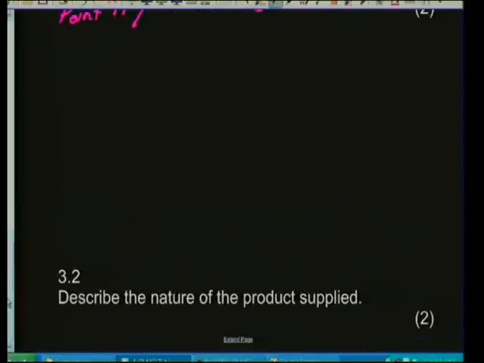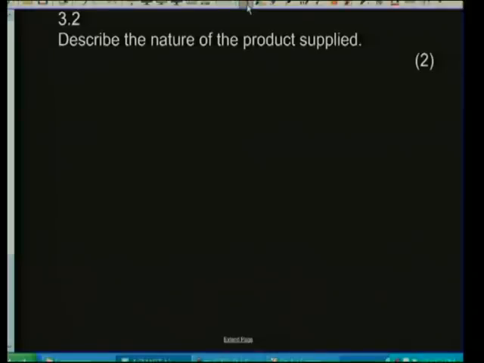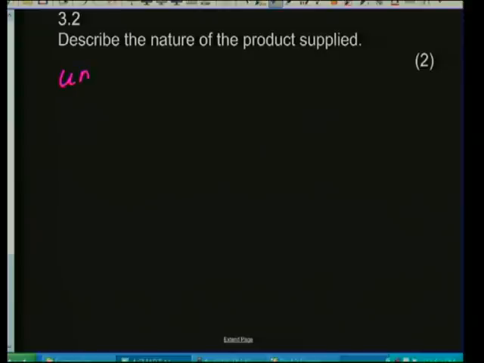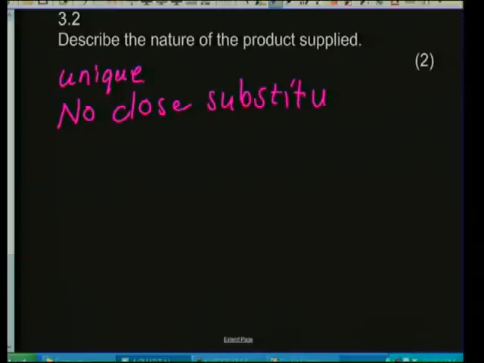Question 3.2. Describe the nature of the product supplied. What we've already indicated is that this is a monopoly, which means that there's only one supplier of the product. So in your answer, you can actually indicate that it will be a unique product. And that means that there will be no close substitutes. And you can write any one of these two answers.